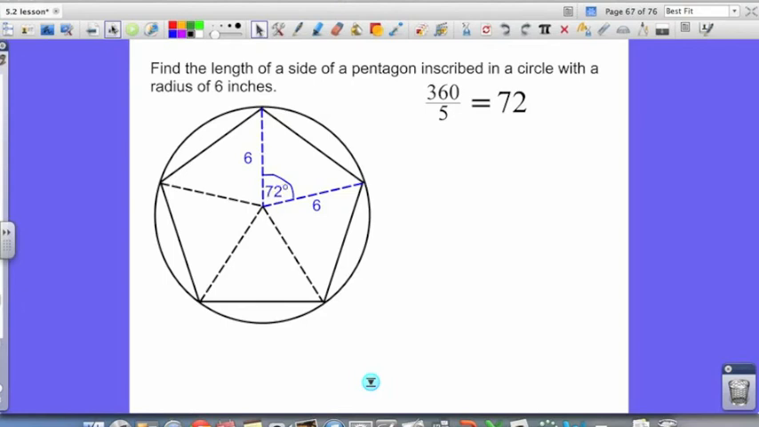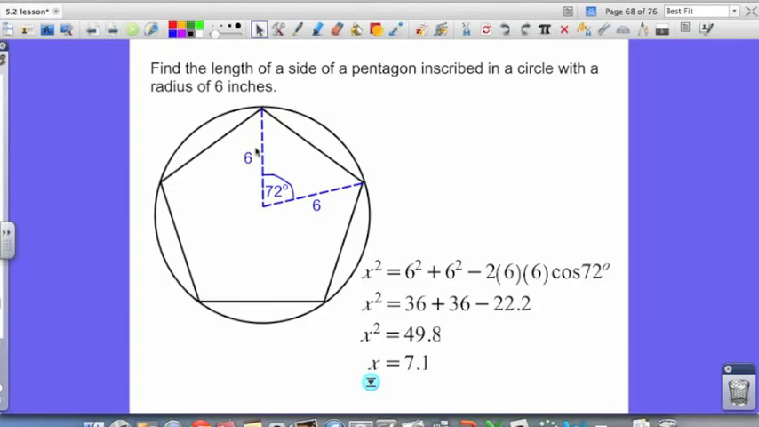So let's take a look at the problem the way it stands now. We have two radii of 6, an angle of 72. How are we going to find the opposite side? Well, this is a side angle side. Side angle side tells us we're going to use law of cosines, and that's what I've done right here. Got the law of cosines set up nicely for you. You can follow the work, so the opposite side should be 7.1.